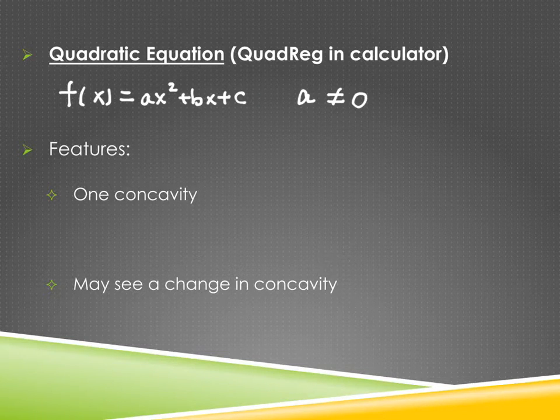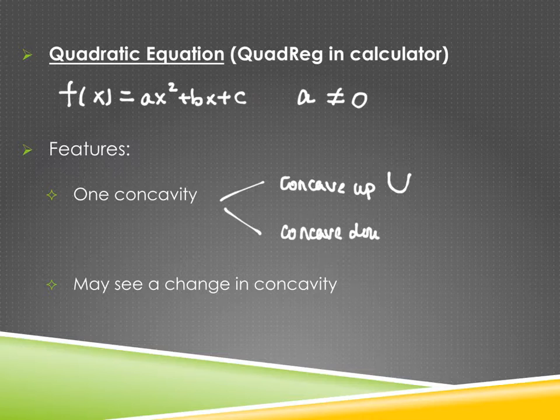So, some features of a quadratic equation. It has one concavity. So there's a couple options. It's either concave up, so it looks like this, or it's concave down. It looks like that. And these are parabolas, right? That's what a quadratic is. It's a parabola.